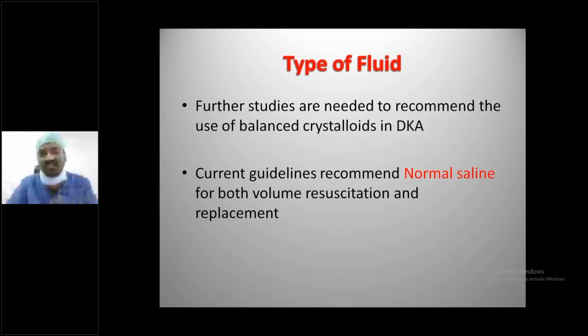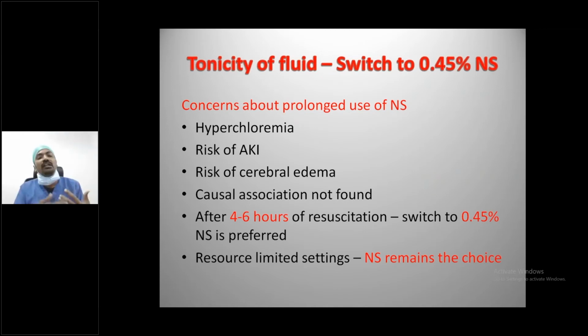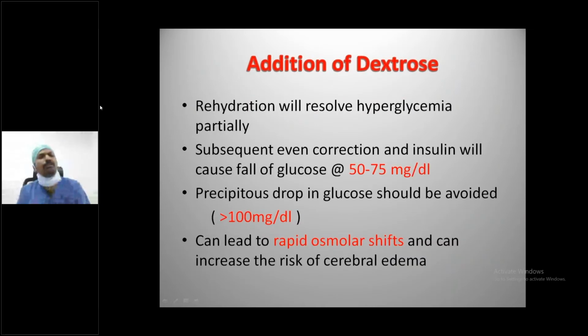What is the tonicity of the fluid we should use? Is there any necessity to switch over to half normal saline? As I mentioned, prolonged usage of normal saline is associated with significant risk of AKI and hyperchloremic metabolic acidosis. So it is always better to switch over to half normal saline after 4 to 6 hours of resuscitation. Particularly in resource limited settings where half normal saline is not available, NS is the fluid of choice.